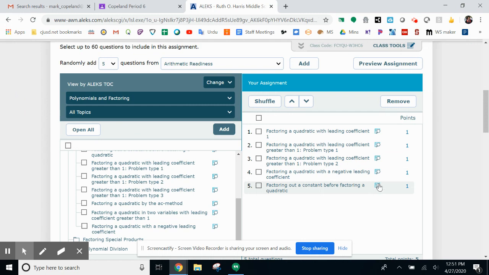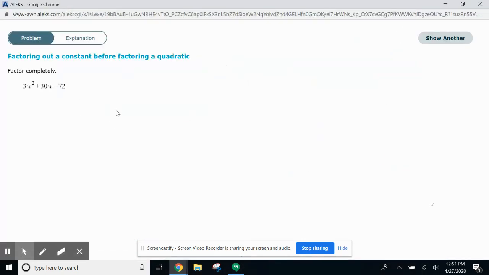Now this next problem is going to be kind of similar to that. We're going to look and see if there's something that we can take out first, then we can do that, and the rest of the problem will stay the same. So if you notice the terms here, we have a 3 in front. This one is 30, and that's a multiple of 3, and 72, which is also a multiple of 3. So instead of doing all this problem with everything multiplied by 3, we can take the 3 out and make it a little bit easier for ourselves.